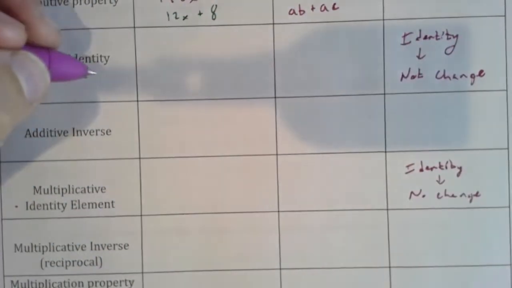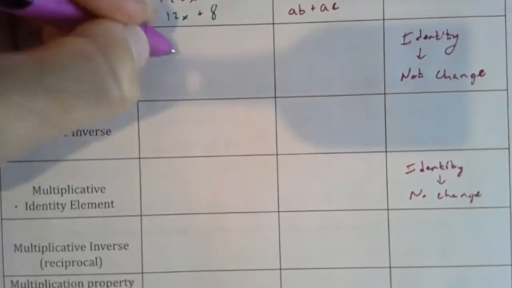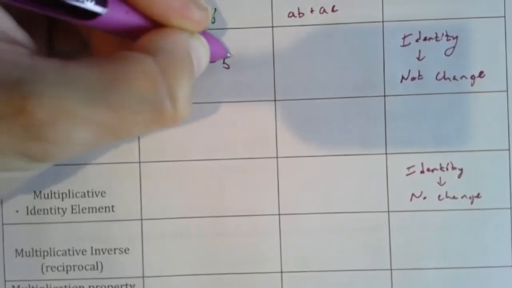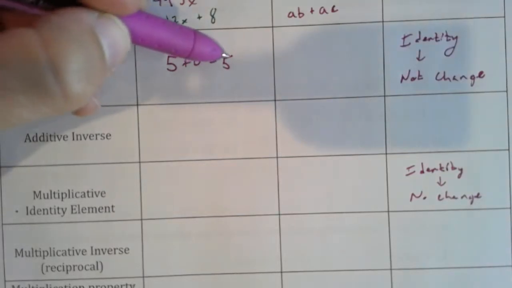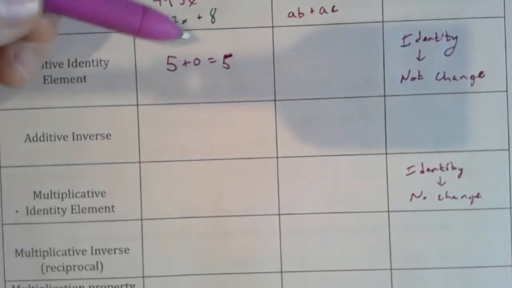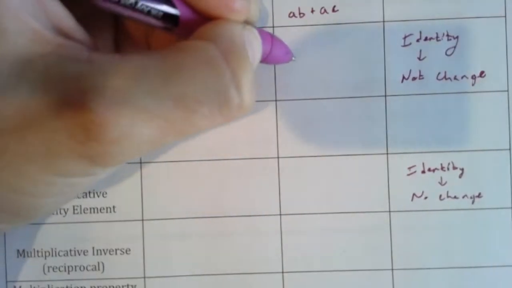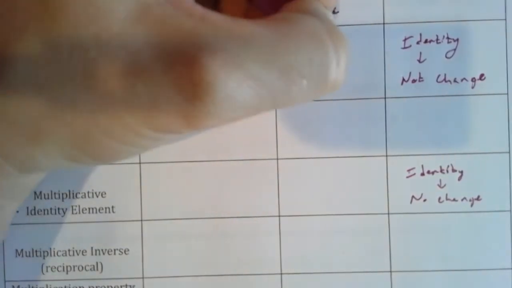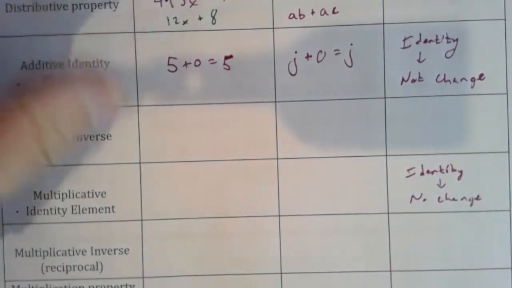So if I want to add something and it doesn't change anything, well, I'll add 0. 5 plus 0, that gets me 5. The additive identity is saying, what number do I add to something to make me come out with the exact same thing? And I'll always be doing add 0. So I could do j plus 0. That's always going to be j. Plus 0 doesn't change it.